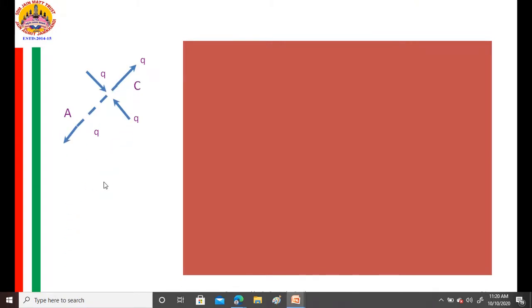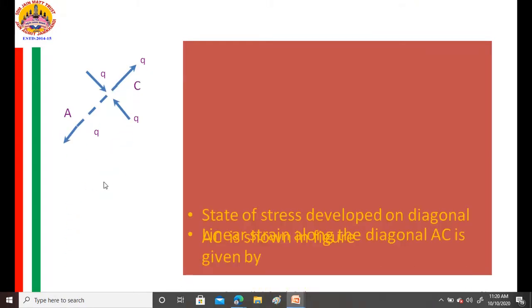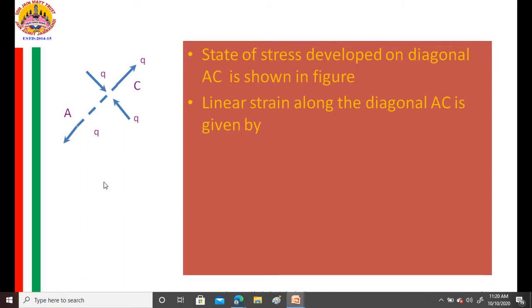Next, the same shear strain I am calculating based on the state of stress on the diagonal AC. You will come to know what exactly the meaning of this one in the next module, that is stresses on the oblique plane. Right now you need to memorize it. Definitely it will be clear to you in the second module.